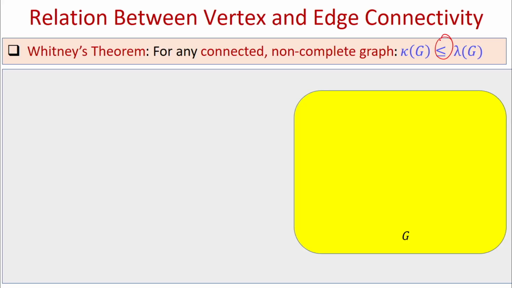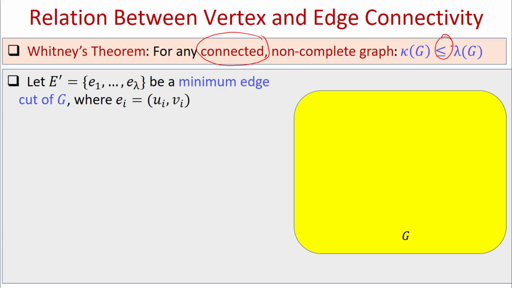Imagine you are given a connected non-complete graph. Why am I taking non-complete? Because for a complete graph, this inequality is always true: both kappa as well as lambda are n minus 1. That's why I'm taking the case of a non-complete and connected graph. Again, if I take a disconnected graph, both kappa and lambda are 0 and the inequality holds. So I take a connected non-complete graph G, which is an arbitrary graph, and imagine that E prime constitutes an edge cut for G, the minimum edge cut for G, which has lambda number of edges.